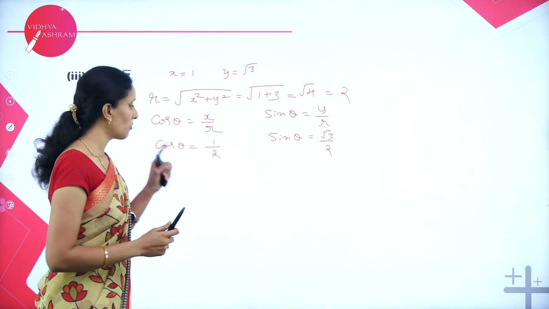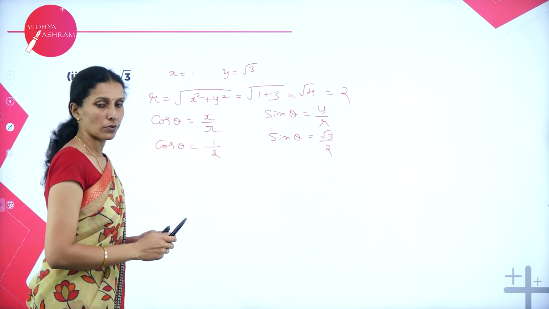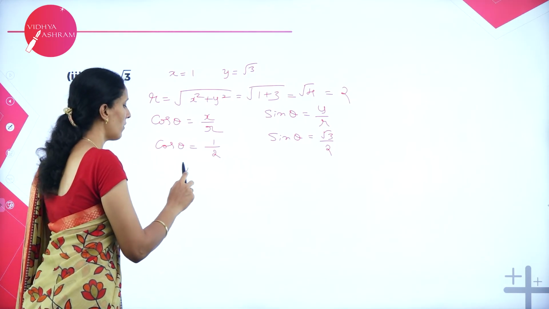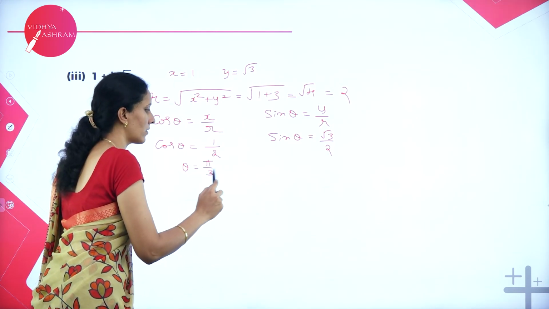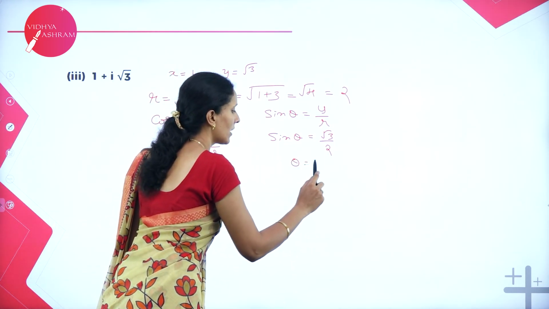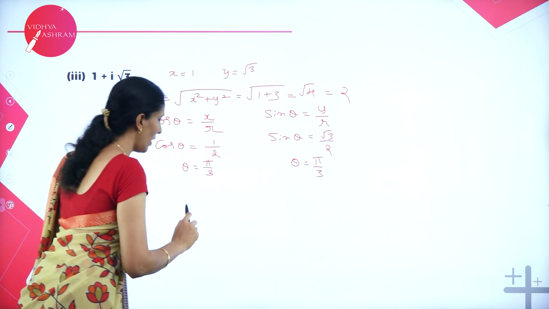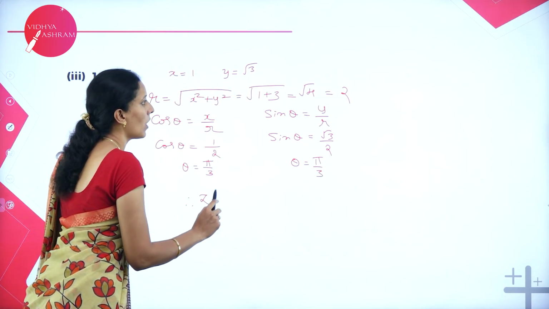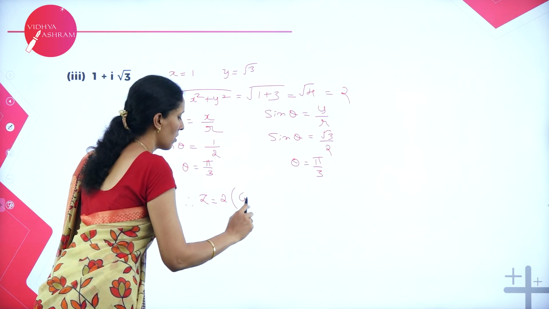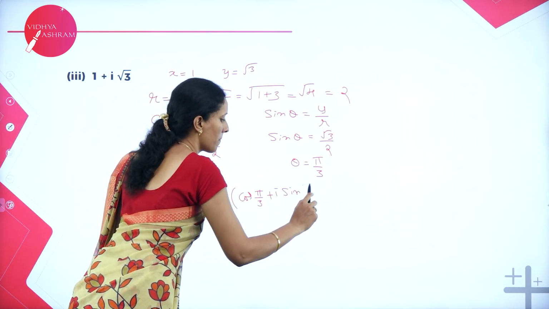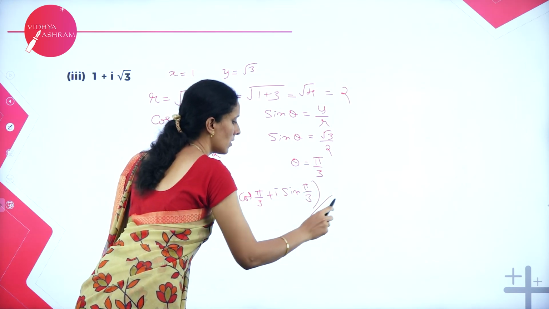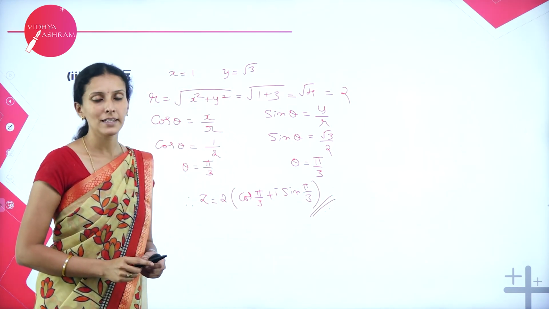So for what value is cos theta 1 by 2? That is for 60 degree. So therefore theta is 60 degree, or in terms of radians it is nothing but pi by 3. For sin also here theta is pi by 3. So therefore z is equal to r, which is 2, into cos pi by 3 plus i sine pi by 3. So this is the polar form of the given complex number.